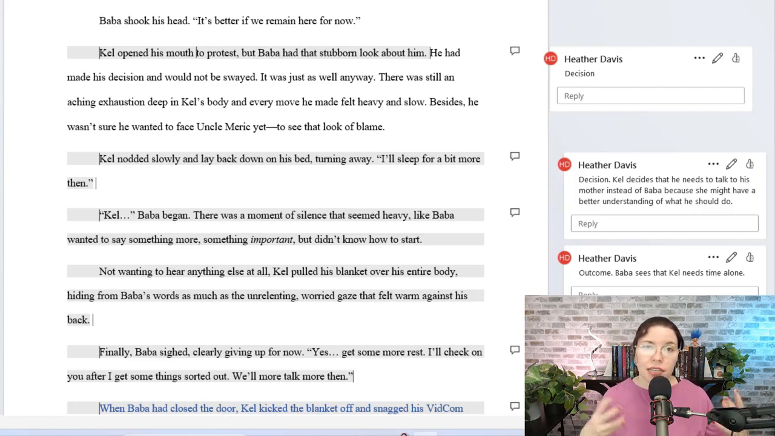So again, we're seeing Kel making a decision. He's not going to fight Baba's decision that he shouldn't go to see Elistar.